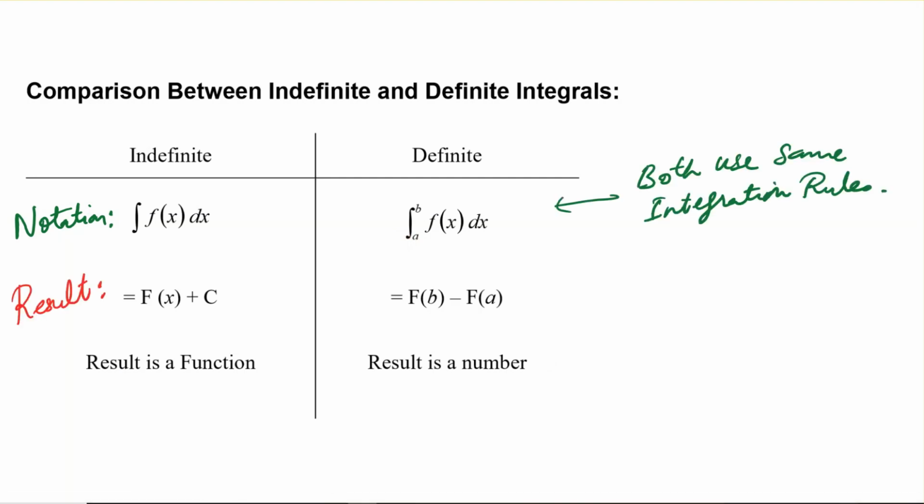When we write the result of an indefinite integral, we write it in the form antiderivative plus constant. In the case of a definite integral, we don't write any constant. We just take the antiderivative at the upper limit minus the antiderivative at the lower limit. So we just evaluate the value at the upper limit minus the value at the lower limit. And in the case of an indefinite integral, the result is a function. In the case of a definite integral, the result is a number.